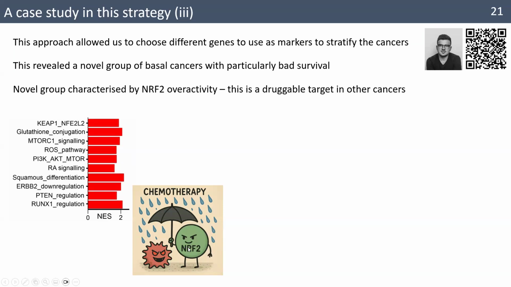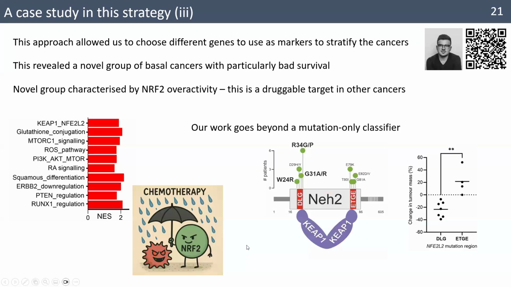NRF2, as the cartoon shows, is a really important transcription factor that cancers can activate because it helps to protect tumors from chemotherapy, from drugs, and from oxidative stress. So everything that the cells can do to try and kill the cancer, NRF2 effectively stands there with an umbrella and protects those cells.